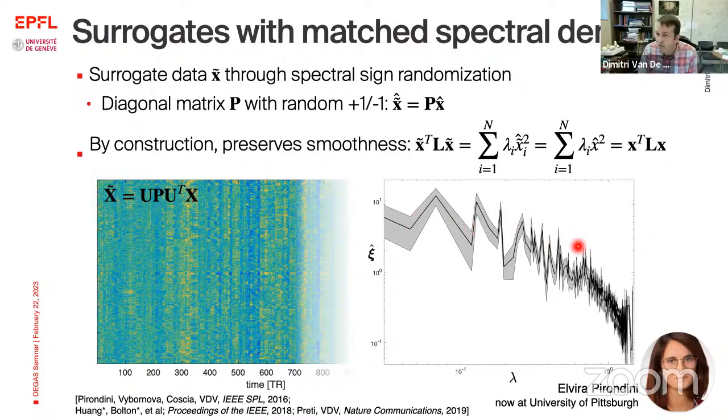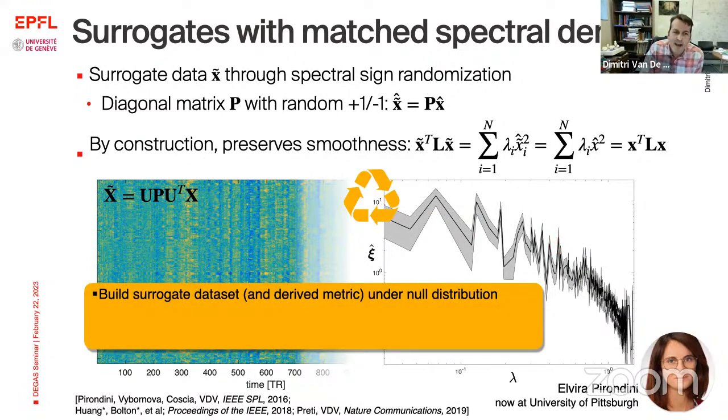And by construction, the energy spectral density will also be the same, for the same reason as the smoothness is preserved. And then, of course, you can repeat this procedure many times to build a whole set of surrogate data sets from which you can derive whatever metric you want to build your null distribution. So this is really the recipe that underlies a non-parametric statistical testing framework.